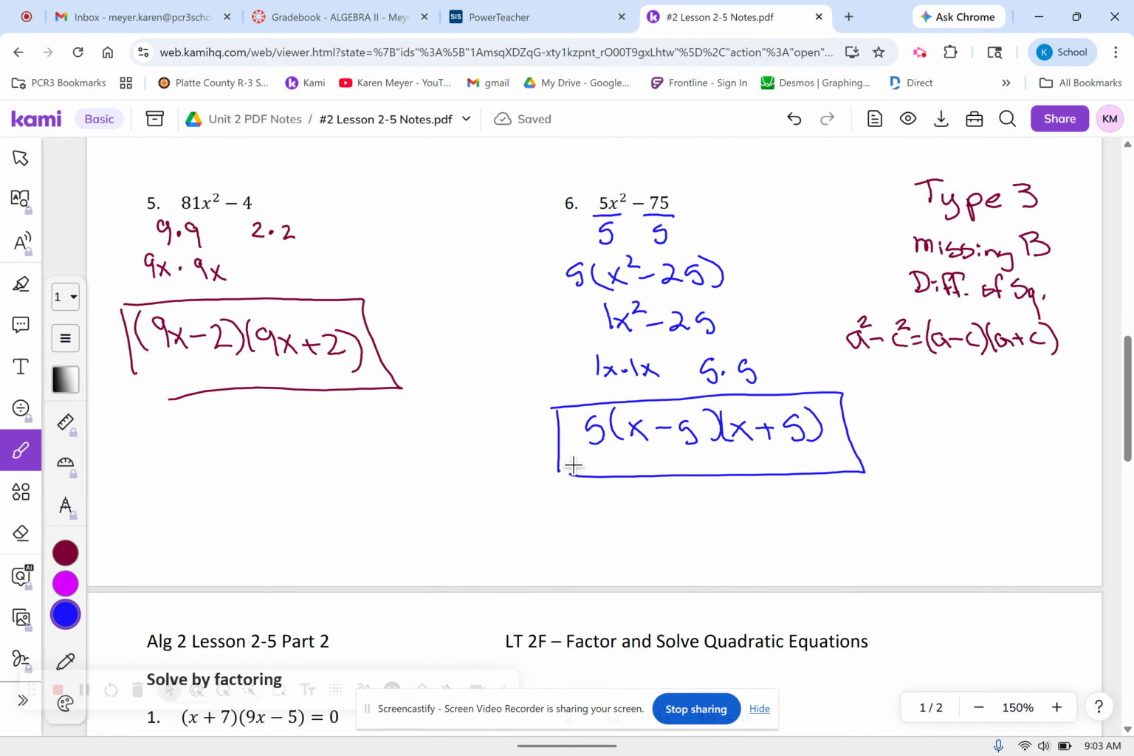So really the only type that requires a lot of work is the second type, which is long factoring. The fast factoring and the difference of squares should go much quicker. And that's it for today.